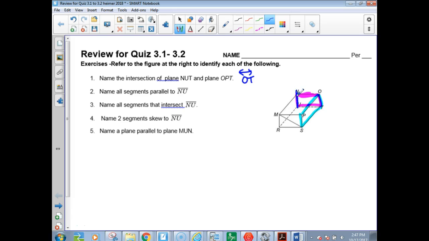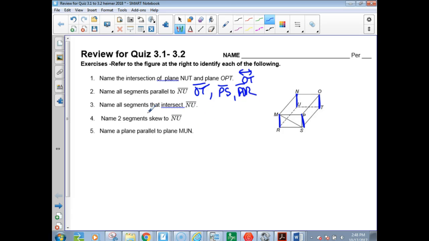So I'm going to just make NU dark right now. Actually, I'm going to erase that other stuff just so I can show you from each question what I'm talking about. Okay, so here's your NU. Anything going in the same direction would be like OT. And those are segments. Then there's segment PS and MR. So those would be all of them. Now, I may only ask you for one.